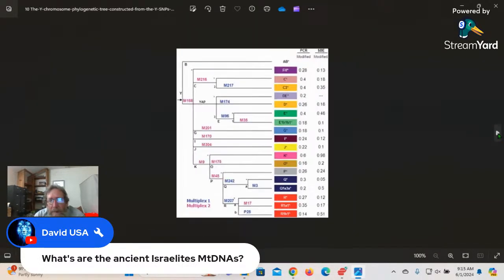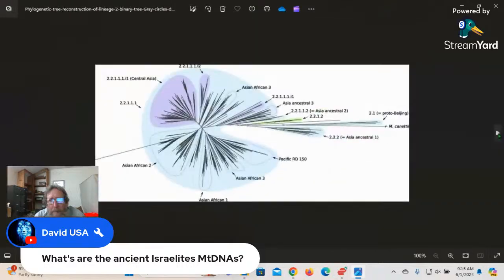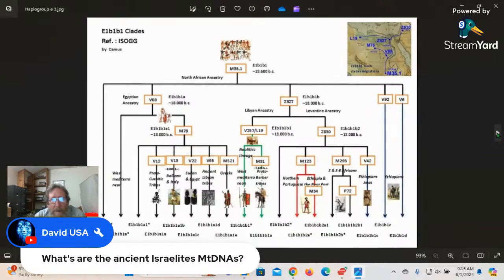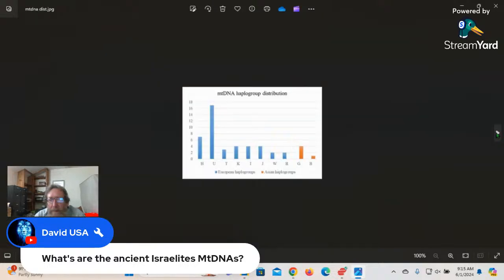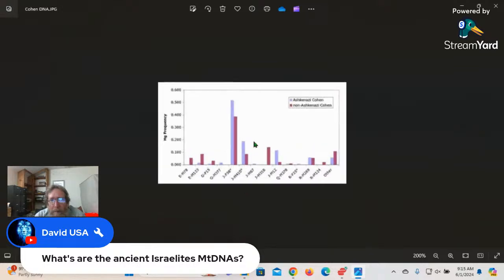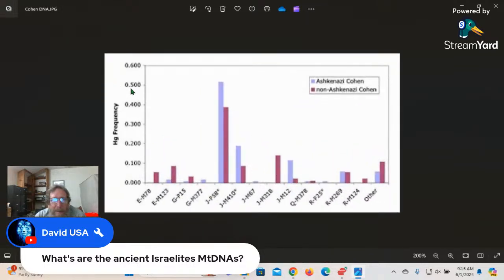Okay, there is another chart that shows the mitochondrial lineages, the way they're connected, but it's the inverse of the way the Y chromosome is connected. So it can't be out of Africa because, okay, here's a Cohen modal haplotype showing frequency 50%, right? Ashkenazi Cohen modal haplotype, non-Ashkenazi Cohen modal haplotype. So even the non-Ashkenazi Cohen modal haplotype is like 40%.